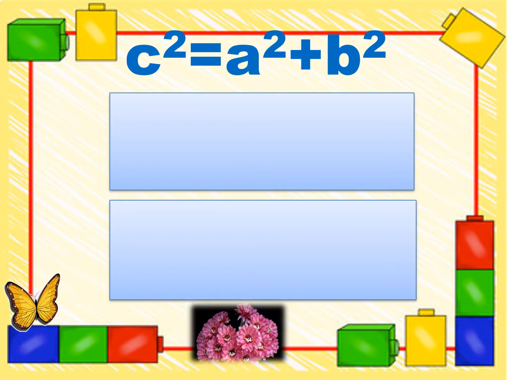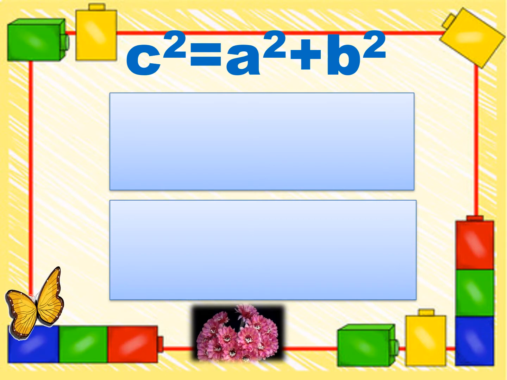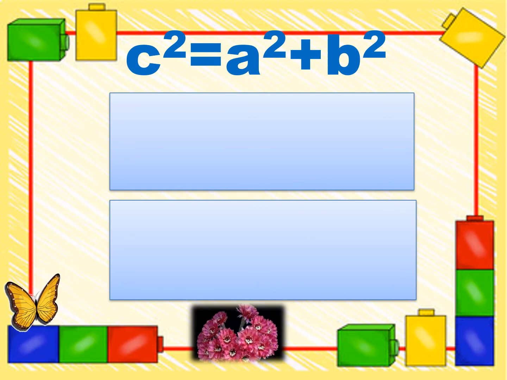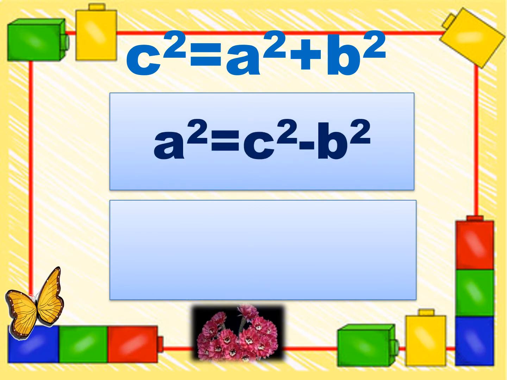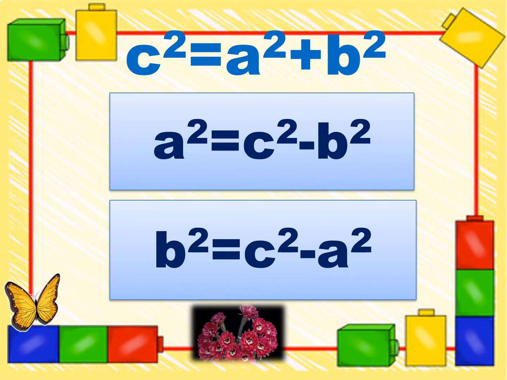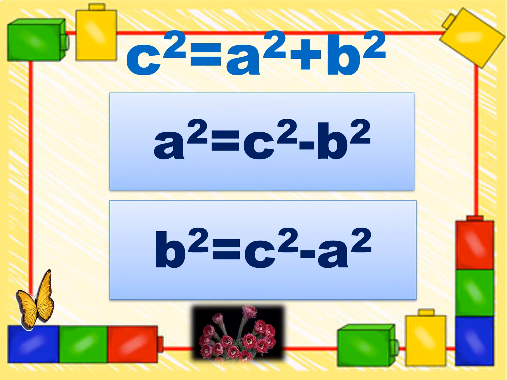We have to remember the formula of this Pythagorean theorem, which is c squared equals a squared plus b squared. The hypotenuse squared equals the sum of the squares of the two sides. By deriving the formula, we can solve for a and b using these formulas: a squared equals c squared minus b squared, and b squared equals c squared minus a squared.